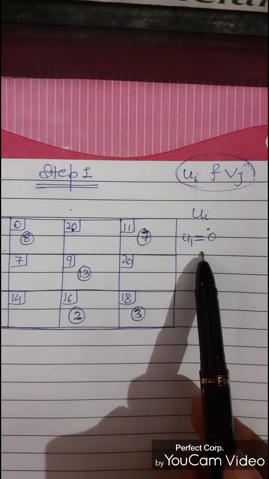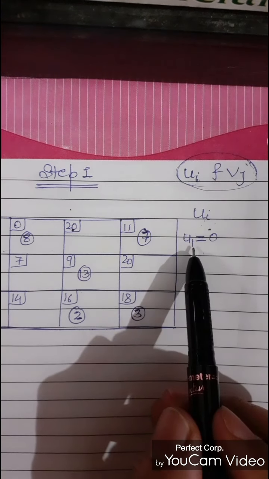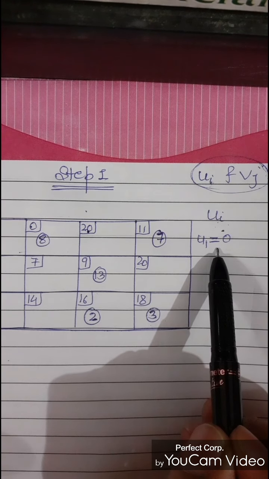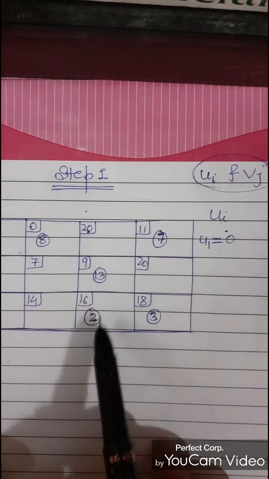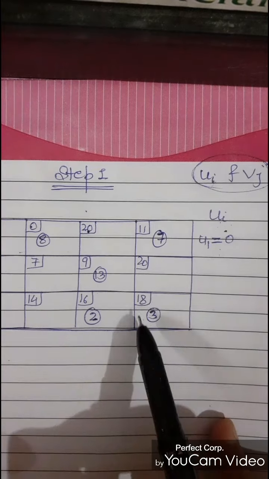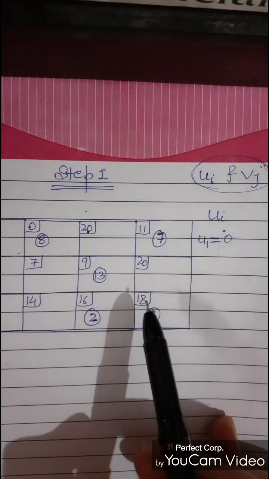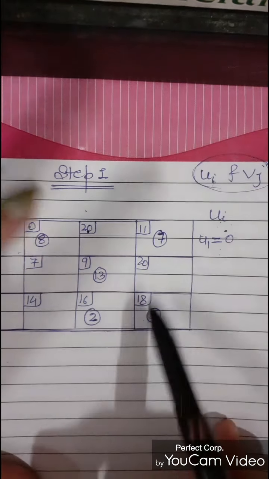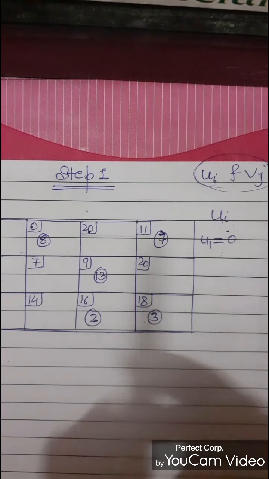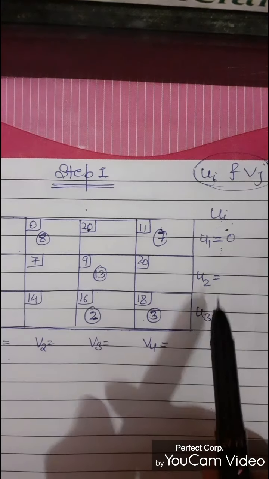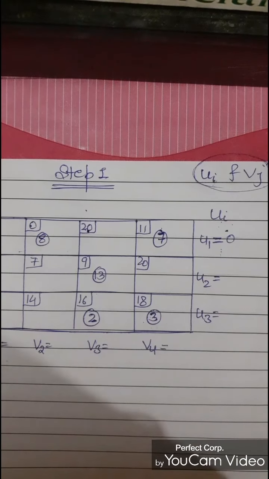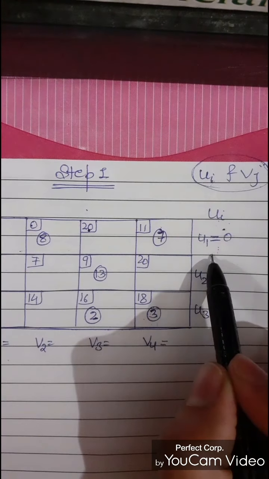As we assume U1 equals to 0, because we can choose any row or column right now because there is a tie. We are having the maximum number of allocations, but the number of allocations is equal to 2, and that can be in a row or in a column also, so we can choose any one. So we have chosen U1 equals to 0. Now we will find the values of all these variables with the help of this one.